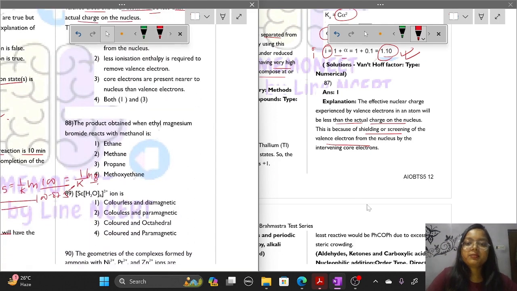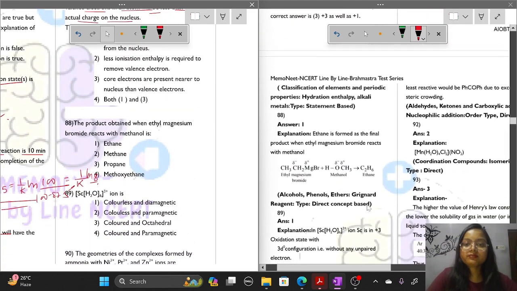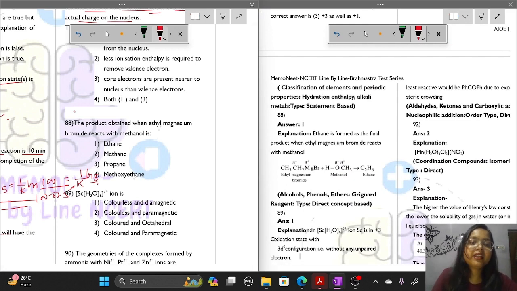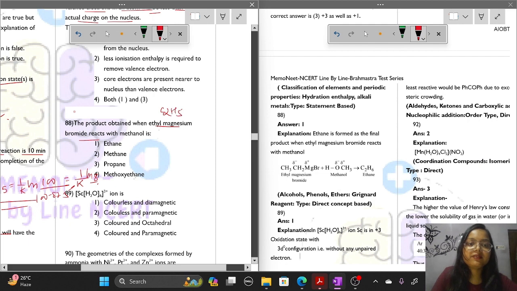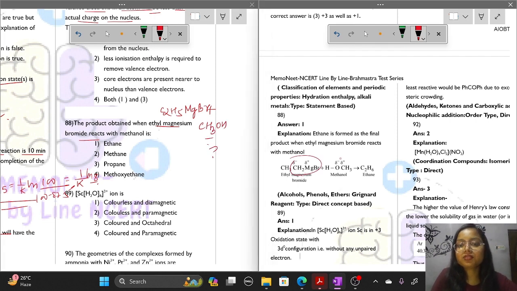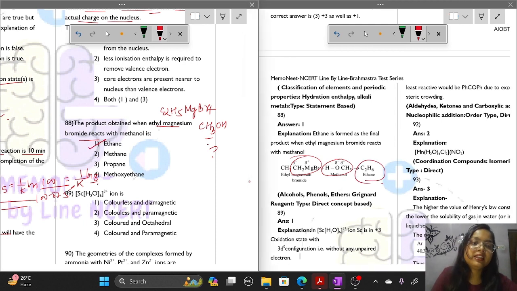Next is question number 88. What is the product obtained when ethyl magnesium bromide, C2H5MgBr, reacts with methanol? When these two react with each other, ethane will be formed. Ethane is the product.